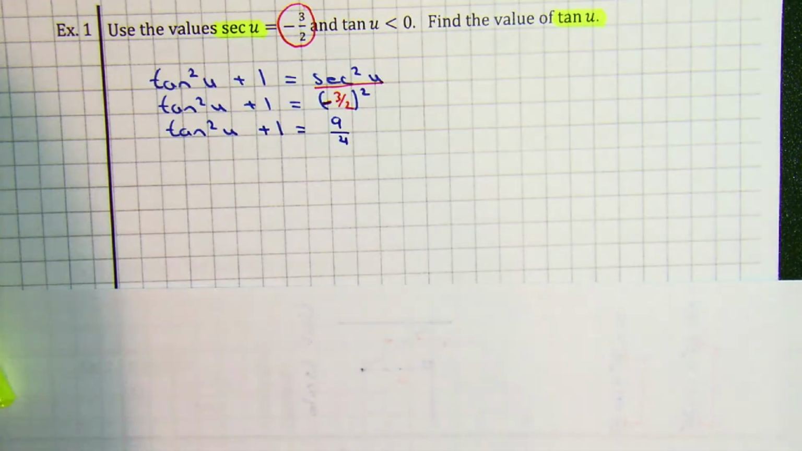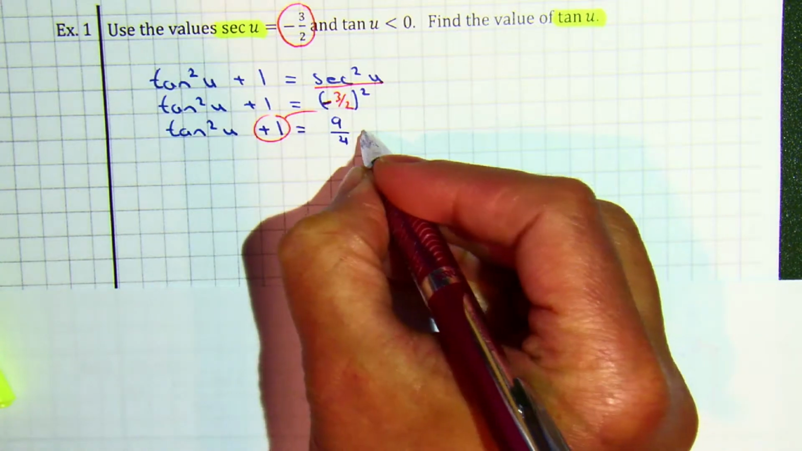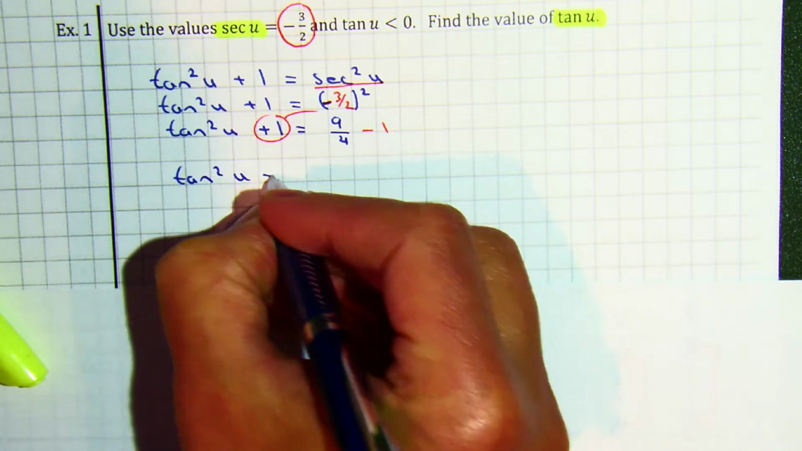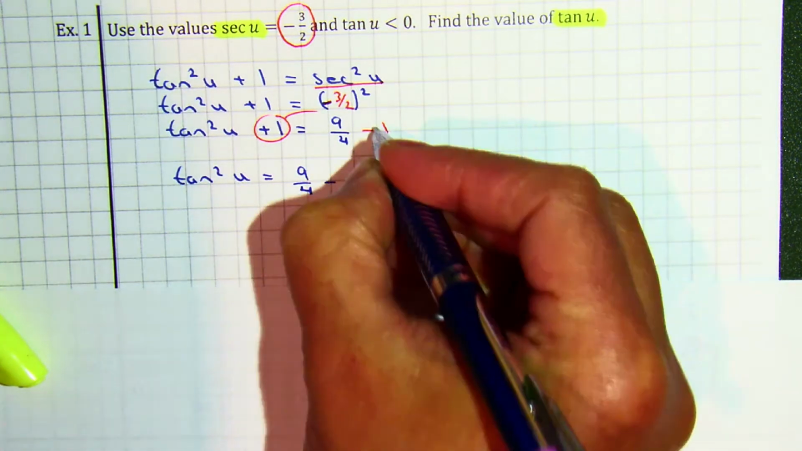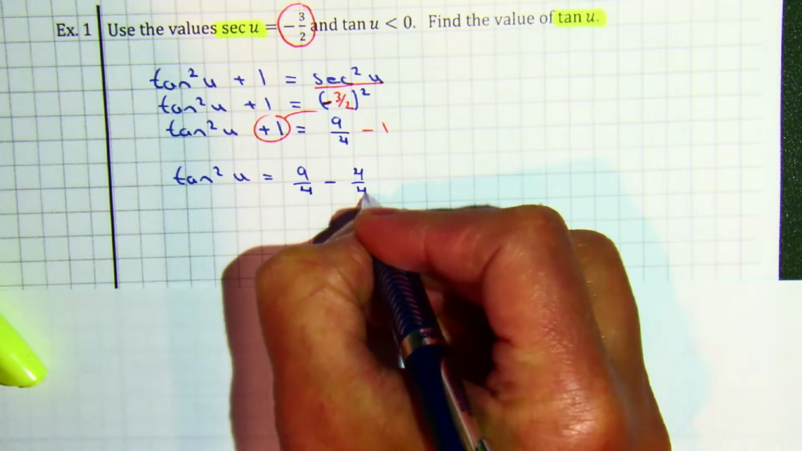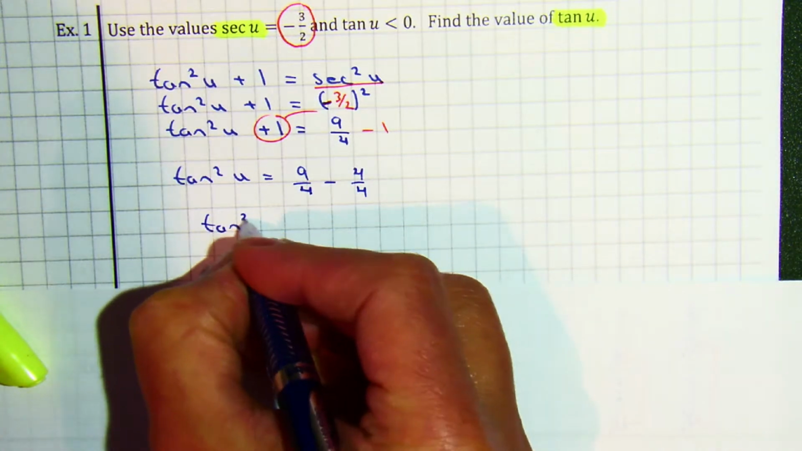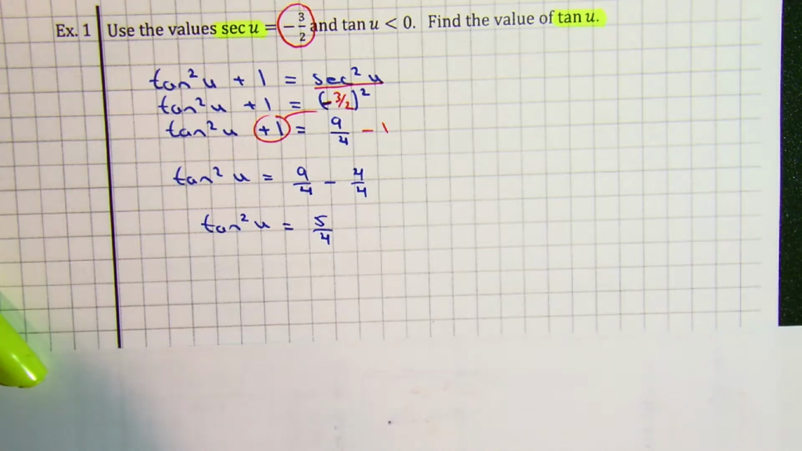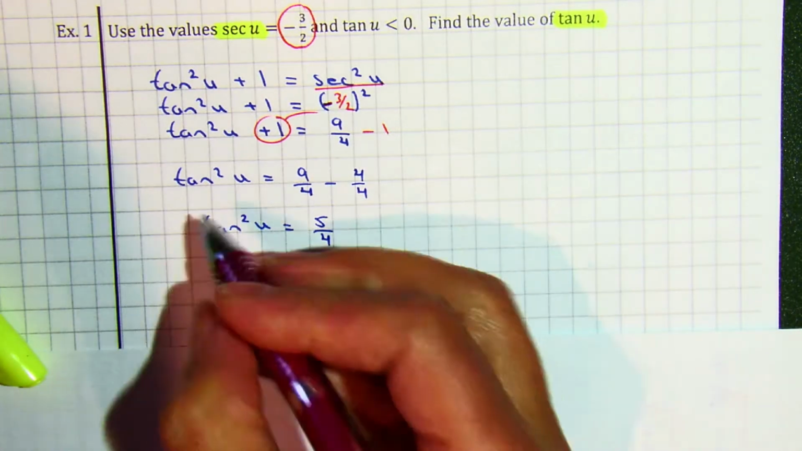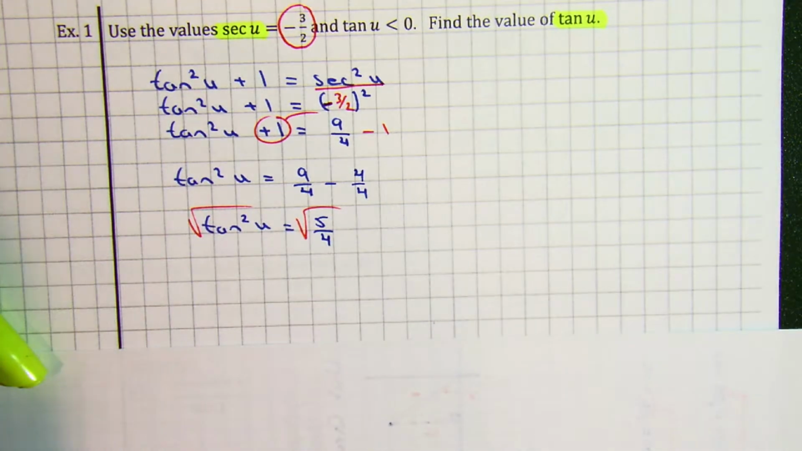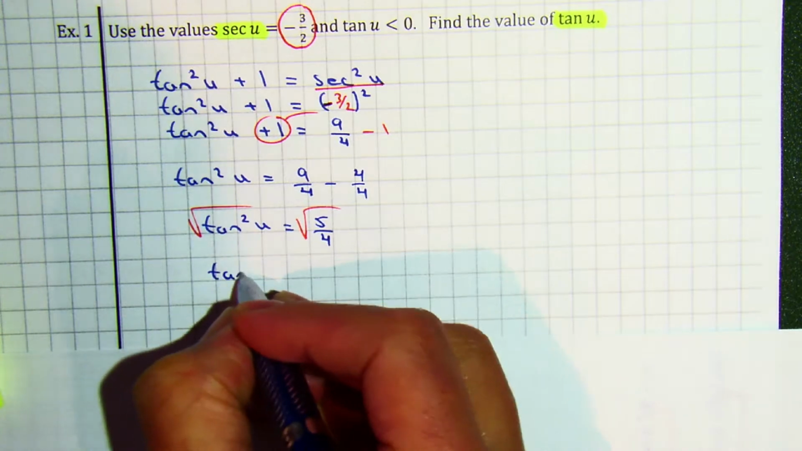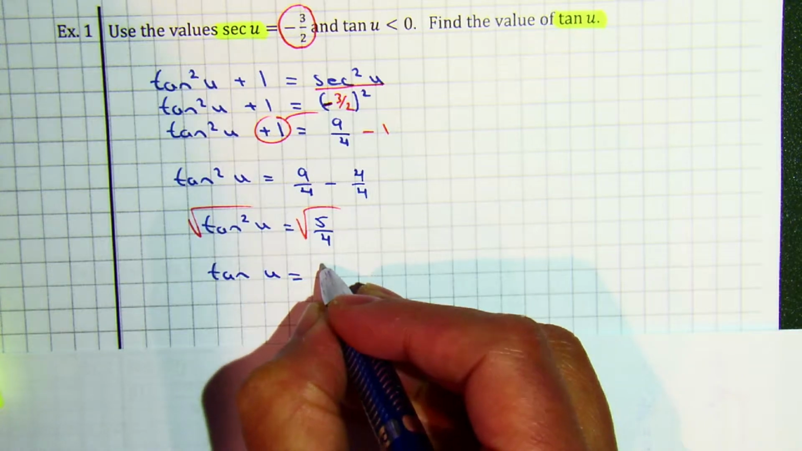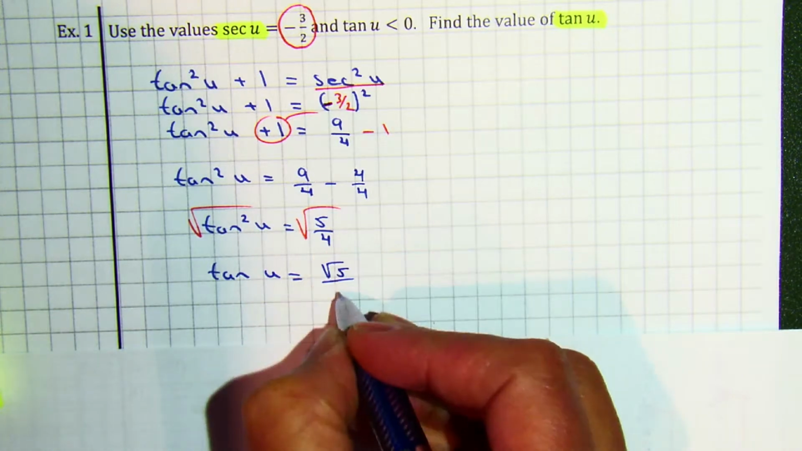Subtract 1 on both sides, so move this to the right, we can say negative 1. I need to have the same denominator. So tangent square of u equals 9/4 minus 4/4. So therefore, tangent square of u equals 5 over 4. Now I'm going to take the square root to solve for tangent. So therefore, I have tangent of u equals the square root of 5 over the square root of 4, which is 2.